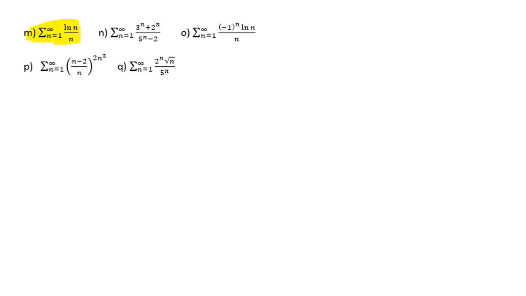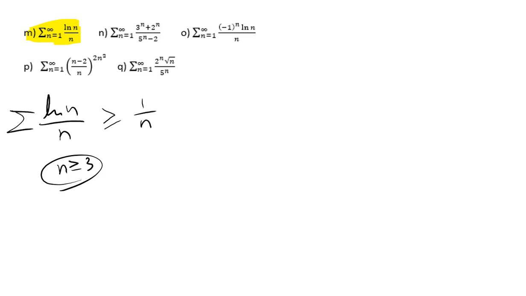Alright, now we do the next one: log of n over n. Well, log of n over n is bigger than 1 over n, except when n is 1. When n is 1, log of 1 is 0. So starting from n equals 3 and afterwards, this is true, because log of 2 is still less than 1. But the reason I say this is because I know that the sum of 1 over n diverges. So since this diverges, this is going to diverge too. So that's how you would argue.